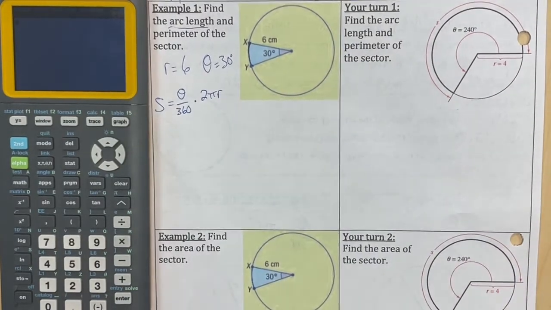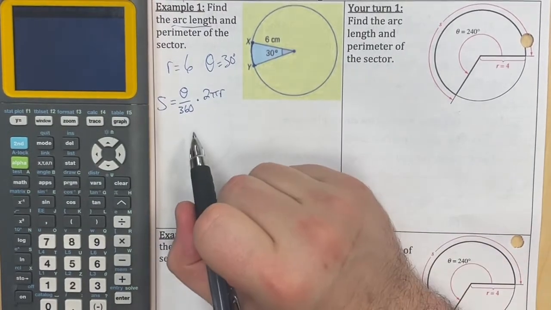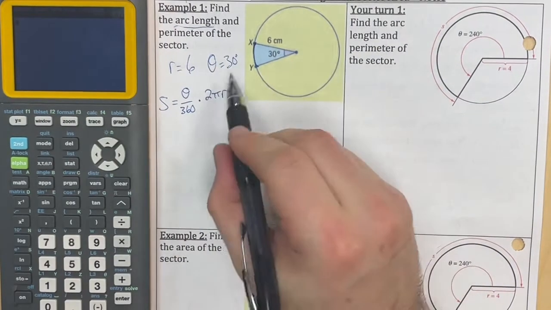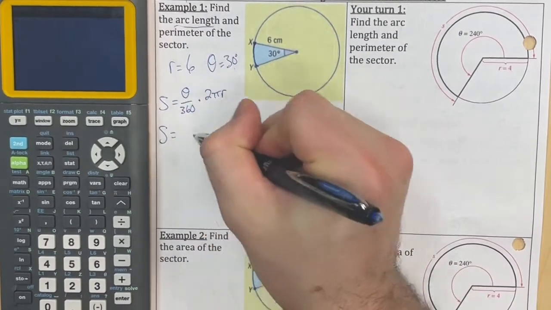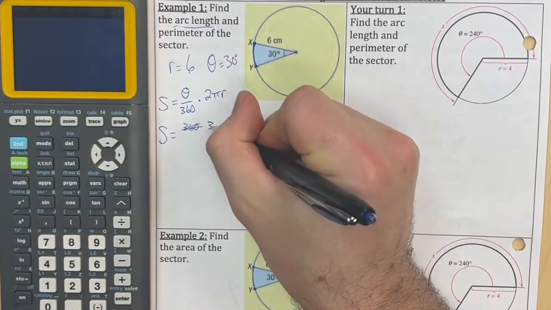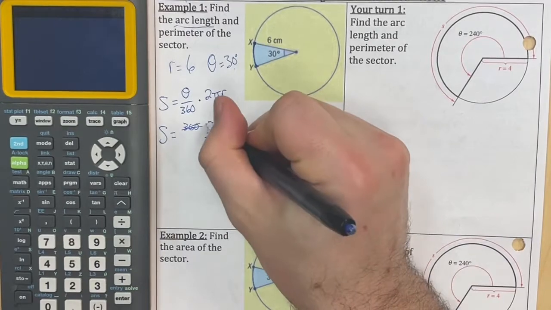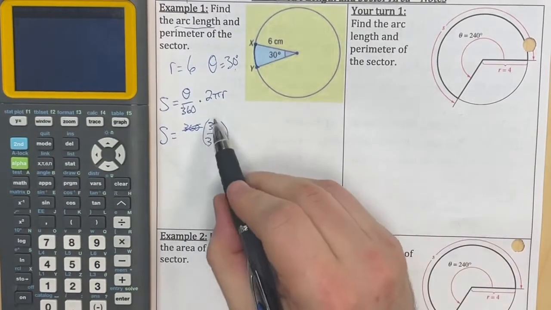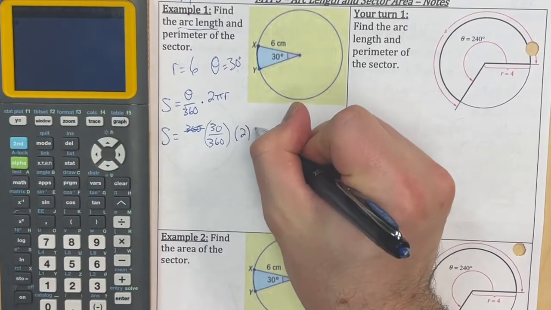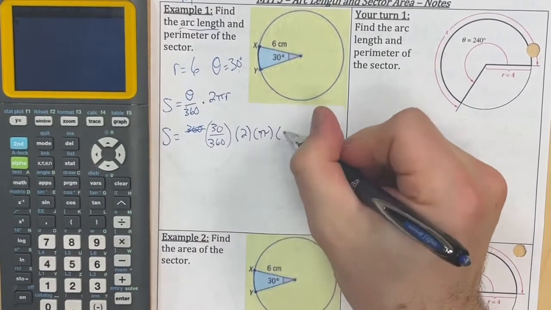So let's plug in the things that we have. S is going to be equal to, let's say 30, our angle theta. 30 divided by 360 is that first part. And then we have times 2 times pi times the radius, which is 6.